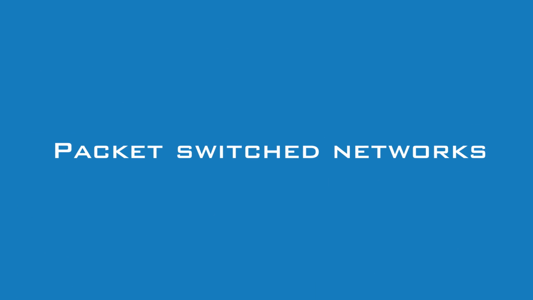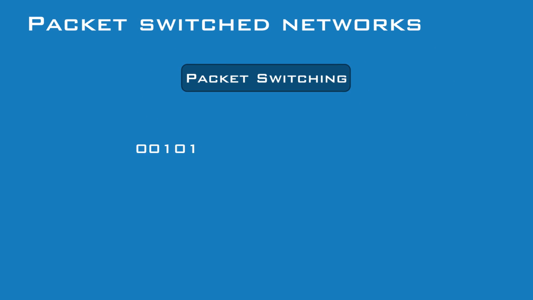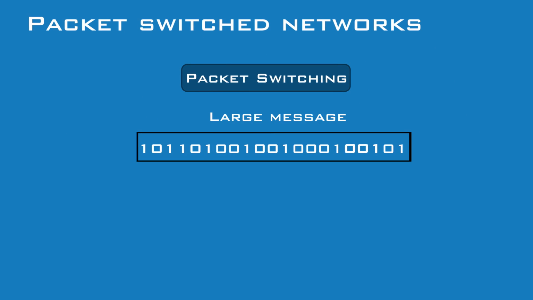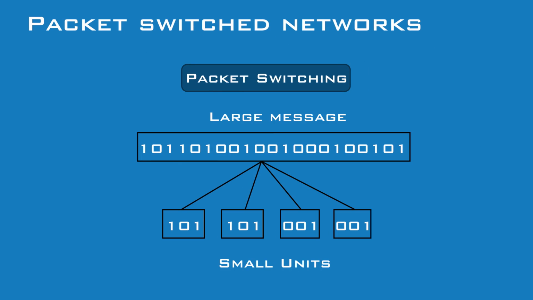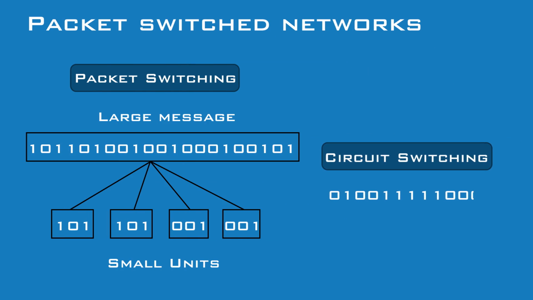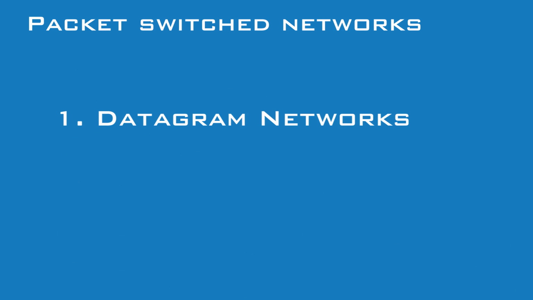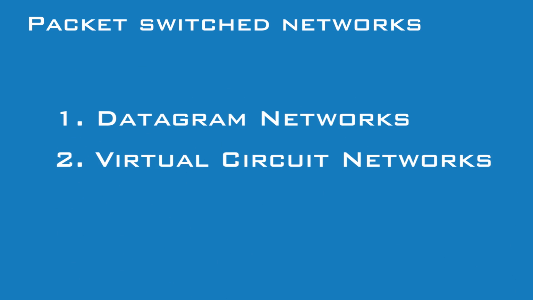Packet-switched networks. In packet switching, the data is packetized, that is, a large message is divided into small units for better results, whereas in circuit switching, data is a continuous flow. Packet-switched networks can be classified into two types: datagram networks and virtual circuit networks. Let us look into each of them in detail.